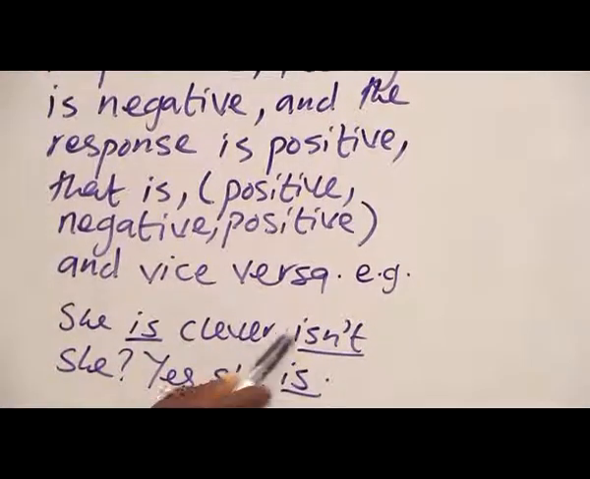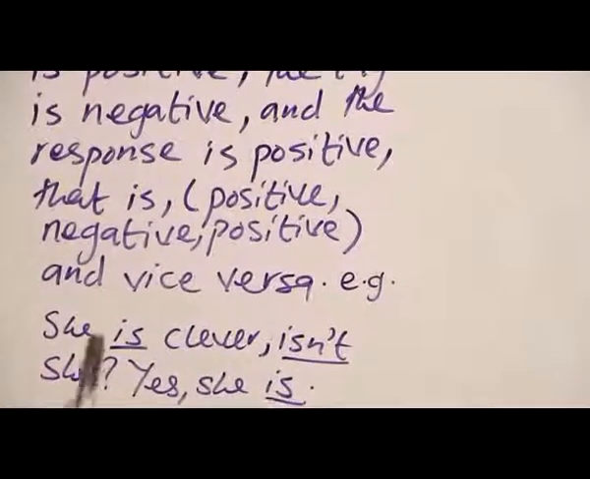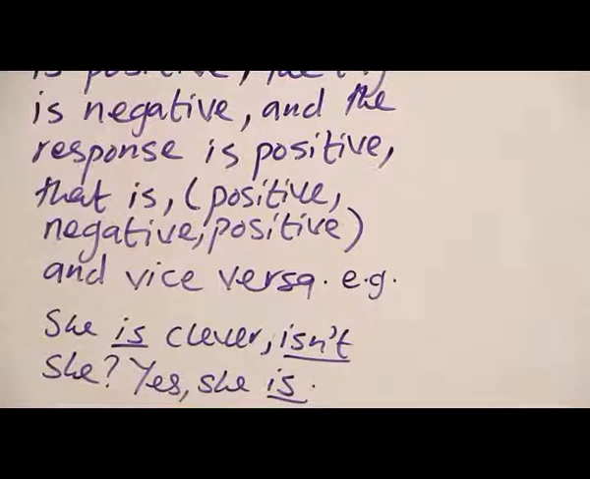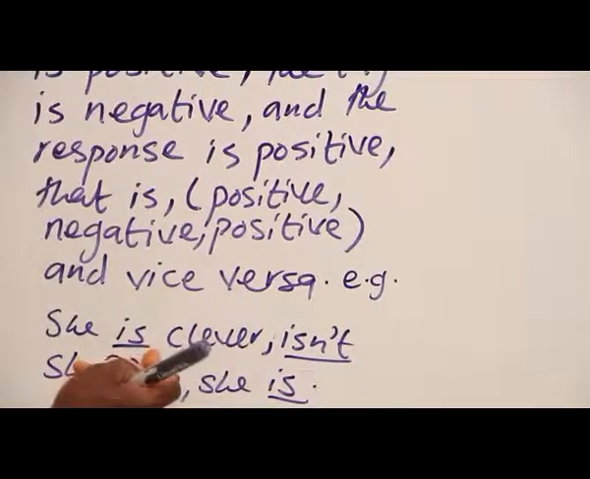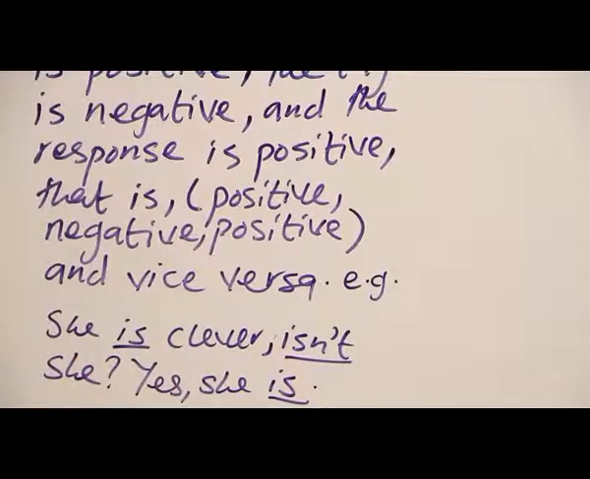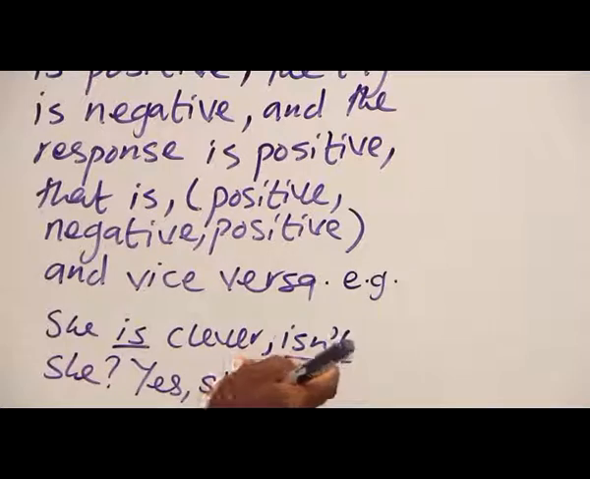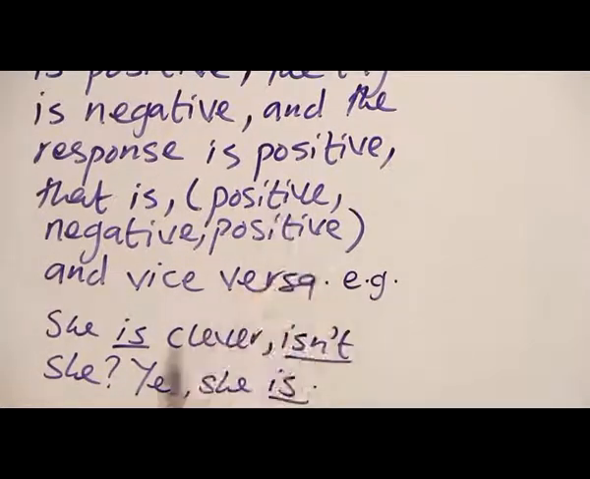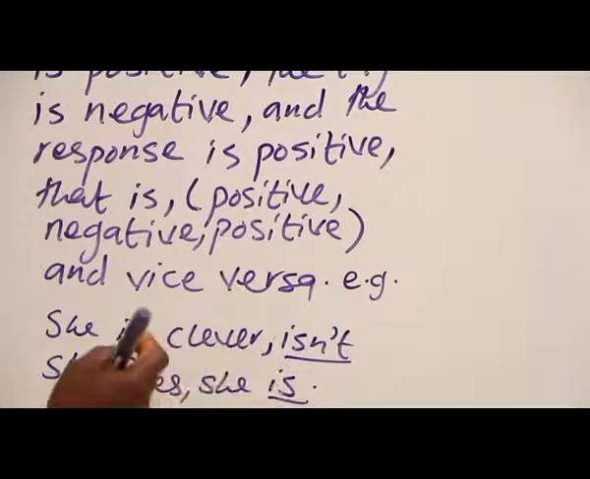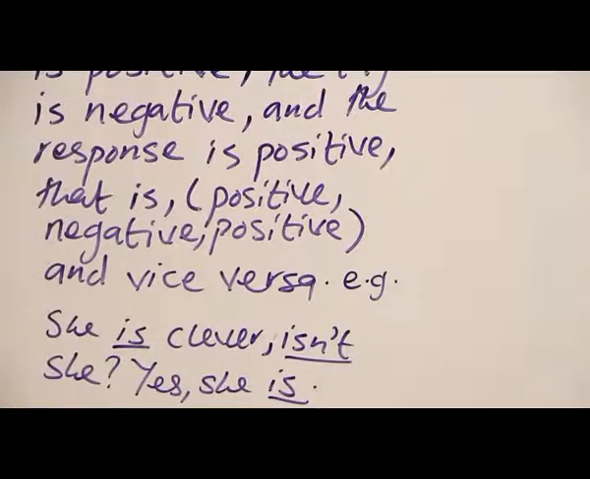Now look at the example. She is clever. Isn't she? Yes, she is. Now, you can see that the verb in the statement is positive. The verb in the tag is negative, has the NT with the O omitted, replaced by the apostrophe. Now, you come to the response. The verb is positive. That means it agrees with the statement. Now, vice versa, in the reverse order, we can have, she isn't clever. Is she? No, she isn't. So that is the point. That takes care of hint number two, and this is very important. This is the basic thing about question tag.